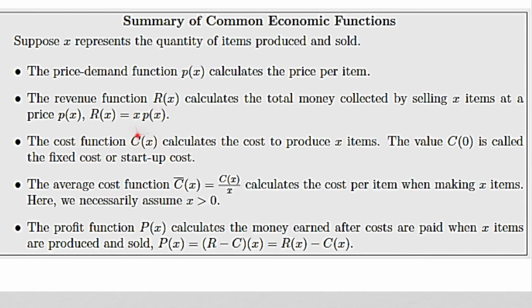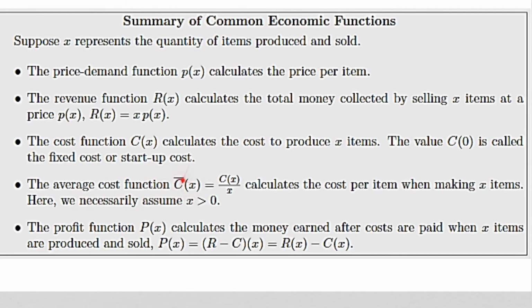All right, then we have the cost function, which is the cost to produce x items, and it usually has a fixed part, like the startup cost or the factory maintenance cost, that sort of thing. And then you have the variable costs, which depend on how many items you make. Okay, so C of 0 is the cost to make 0 items. So if you're making 0 items and you still have some costs, those are called your startup or your fixed costs.